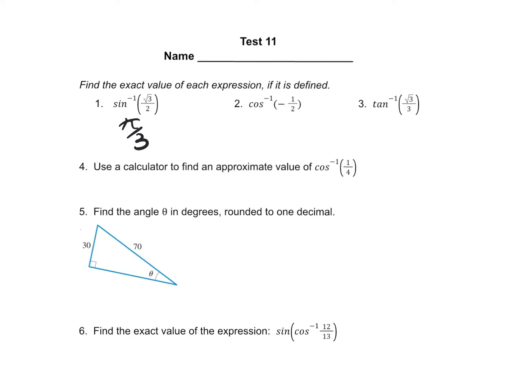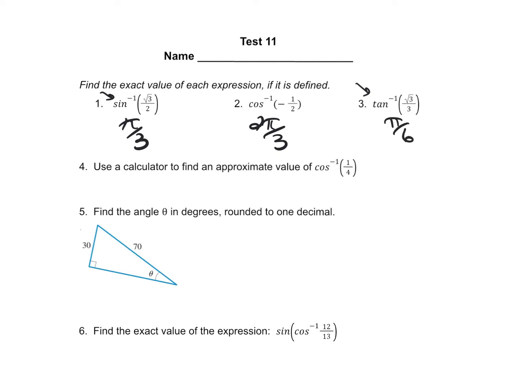Number two, inverse cosine of negative 1/2. Where's cosine negative 1/2? That happens at 2 pi over 3. Remember, for cosine, you can use quadrant 1 and 2. Sine, use quadrant 1 and 4. Inverse tangent, use 1 and 4. Tangent, where's tangent square root of 3 over 3? Well, because there's two 3's, it's got to be at the pi over 6.